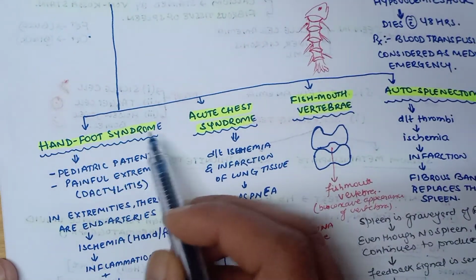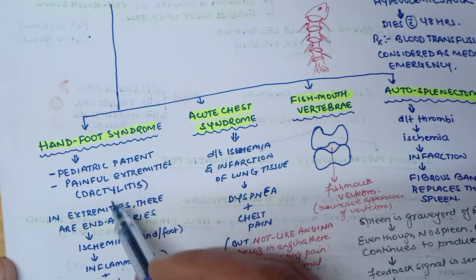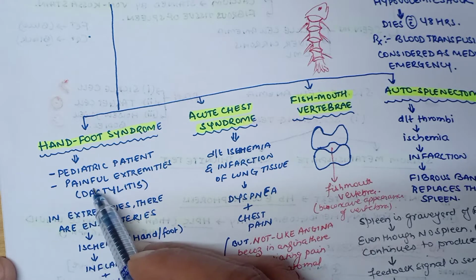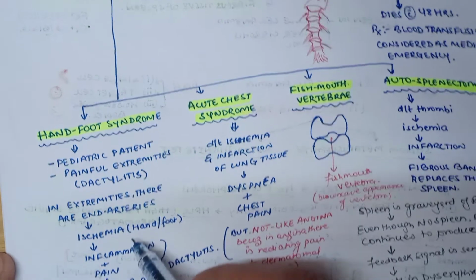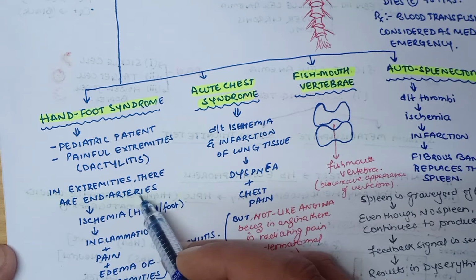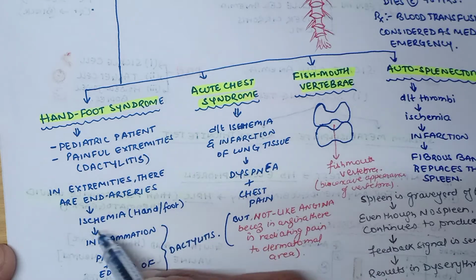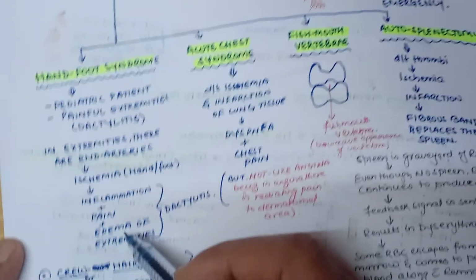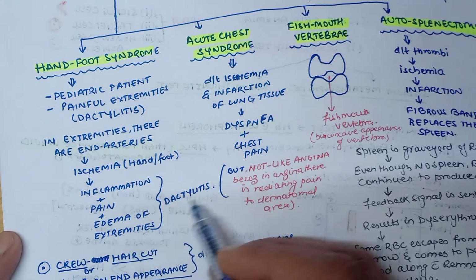So hand-foot syndrome is most commonly seen in the pediatric age group, and they will present with painful extremities, that is dactylitis. In extremities, as we know, there are end arteries. This will result in ischemia of the hand and foot. So they will present with inflammation, pain, and edema of the extremities. So this is known as dactylitis.